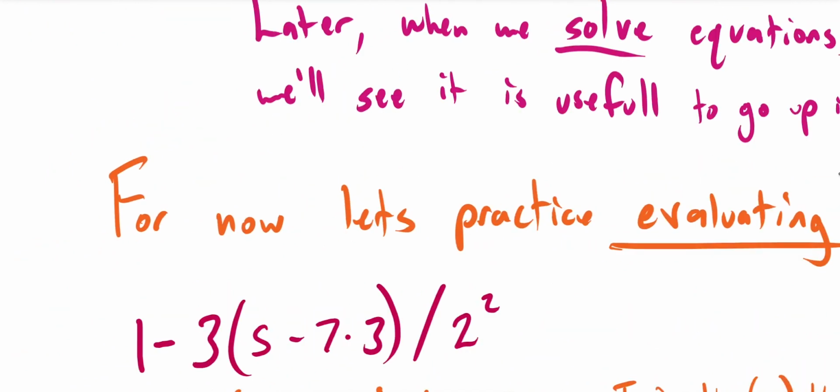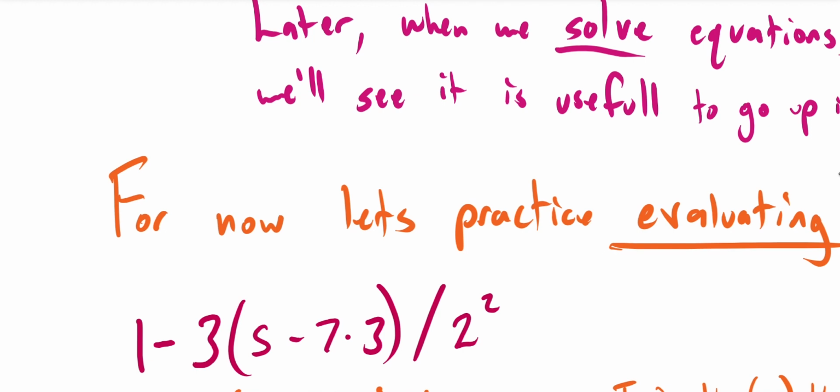1 minus 3 times the quantity 5 minus 7 times 3 divided by 2 squared. Okay? So there's a few different ways that this could be evaluated correctly. But here is a way employing PEMDAS. Now, there are a set of parentheses in here. And so we should start inside the parentheses and see if there's any more. Well, there are no more parentheses. There's just that one set.